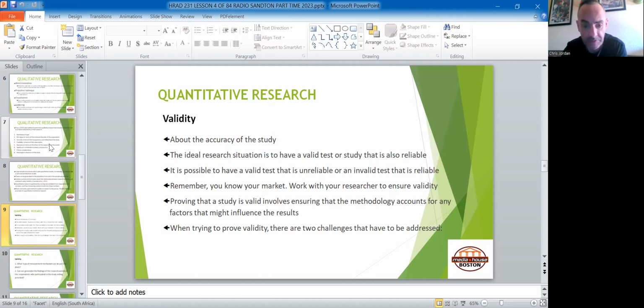Validity is about the accuracy of the study. The ideal research situation is to have a valid test, so asking the right questions. You can ask 20,000 wrong questions and it will mean nothing to you. You can accumulate the data, it'll come into results, so it'll look like you've done something right, but it means nothing in supporting a business decision at the end of the day.